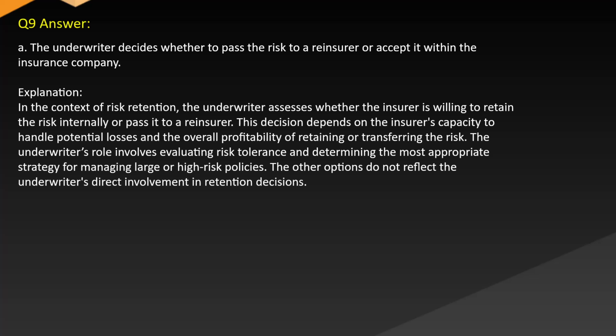Explanation. In the context of risk retention, the underwriter assesses whether the insurer is willing to retain the risk internally or pass it to a reinsurer. This decision depends on the insurer's capacity to handle potential losses and the overall profitability of retaining or transferring the risk. The underwriter's role involves evaluating tolerance and determining the most appropriate strategy for managing large or high-risk policies. The other options do not reflect the underwriter's direct involvement in retention decisions.